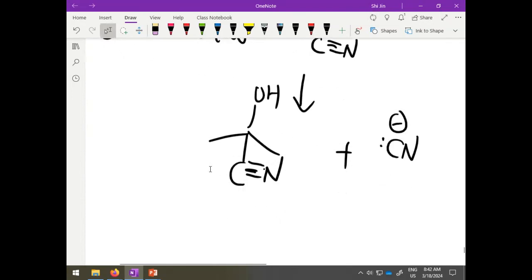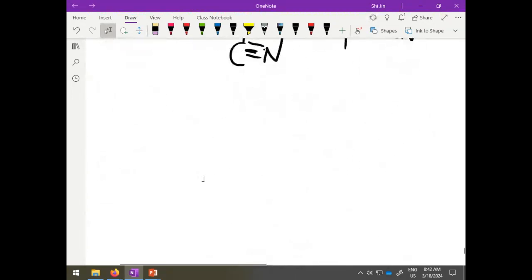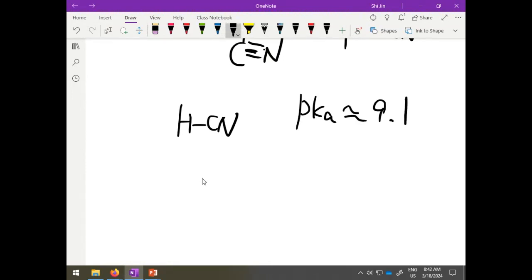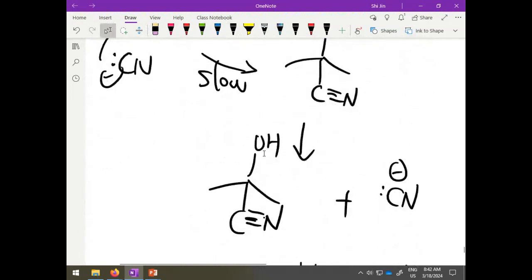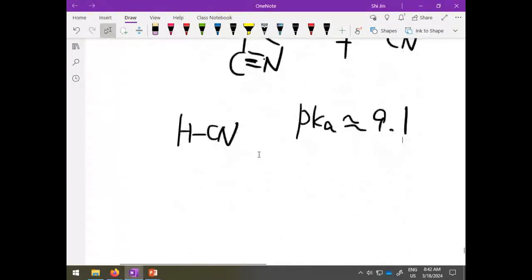And the direct reaction of hydrogen cyanide with a carbonyl is really slow. Why? Because hydrogen cyanide is a weak acid. The pKa is around 9.1. So if you're just using hydrogen cyanide itself, it will not generate a sufficient amount of cyanide ion to let the reaction go really fast. So we know that if you add cyanide ion, it can catalyze the reaction just like base catalyzed hydration.